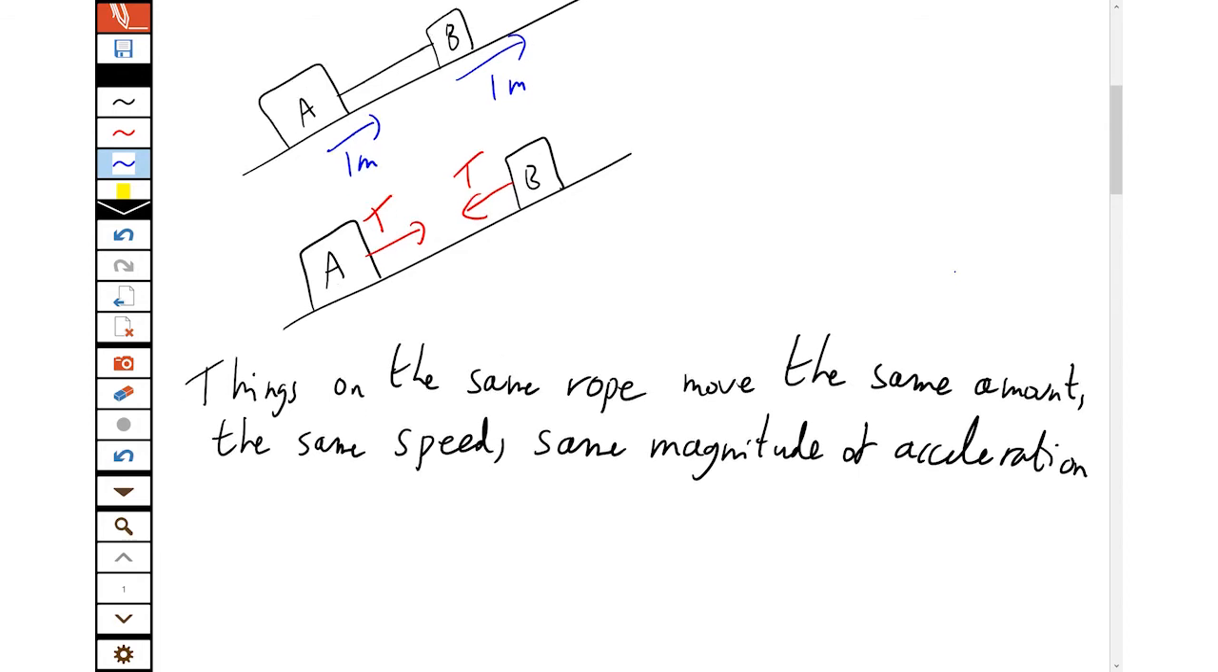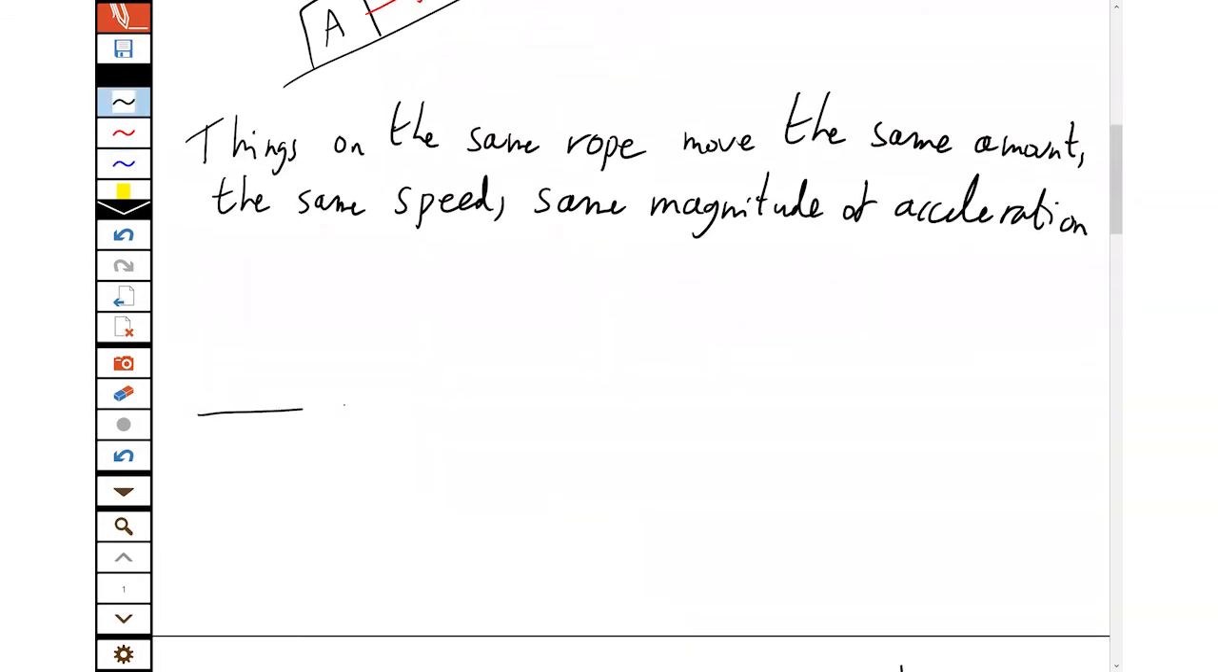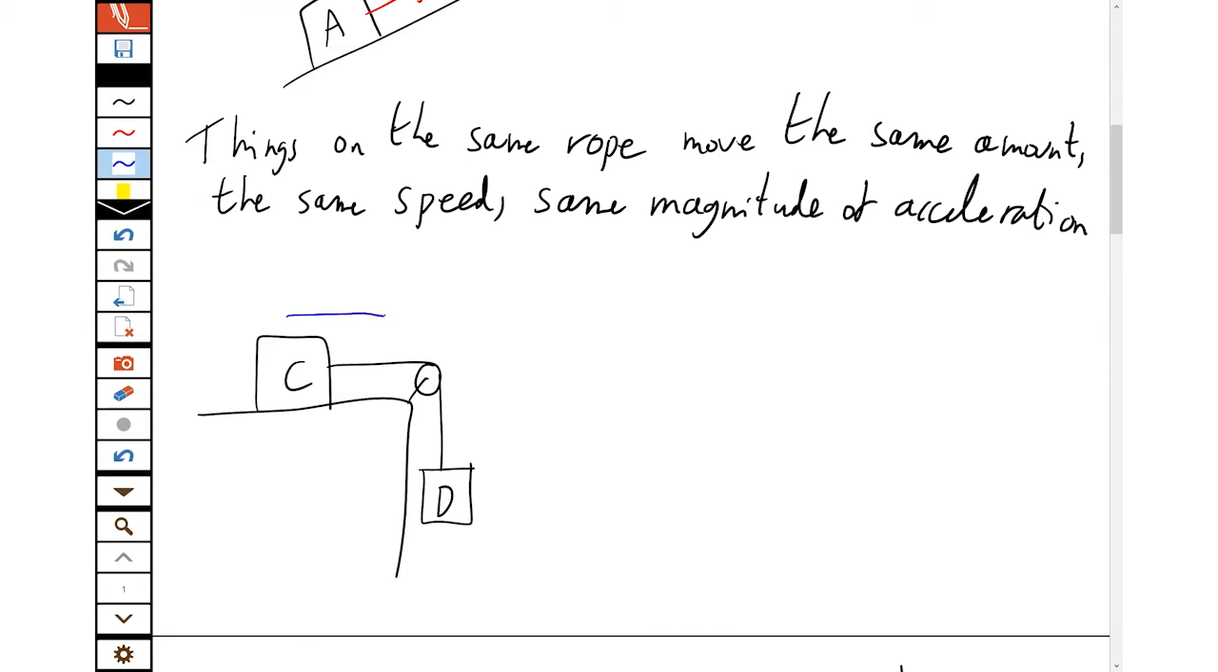But it's not always in the same direction like that. A classic example, if we have two more blocks, C and D, we can see now, if C moves 2 meters to the right, D will move 2 meters down. So they move the same distance, the scalar amount, but the vector, the displacement, is different. So we just remember to take account for that when we look at it.